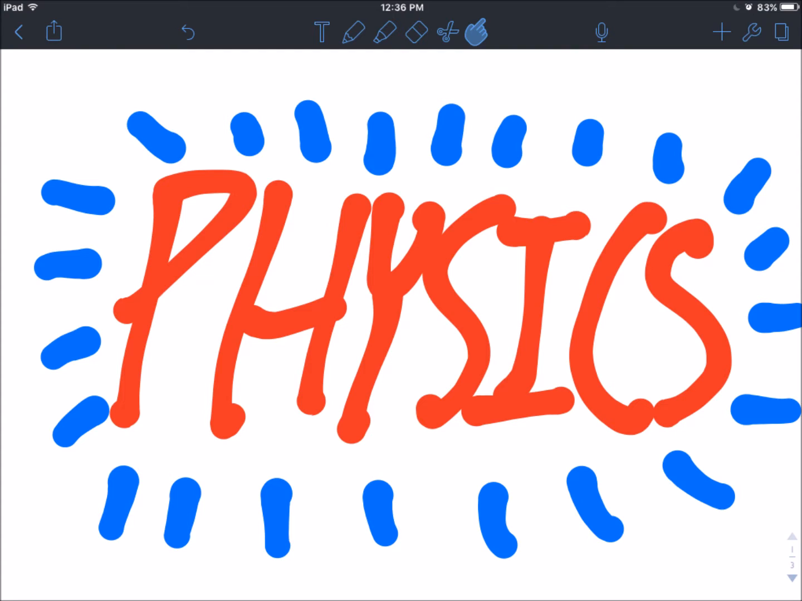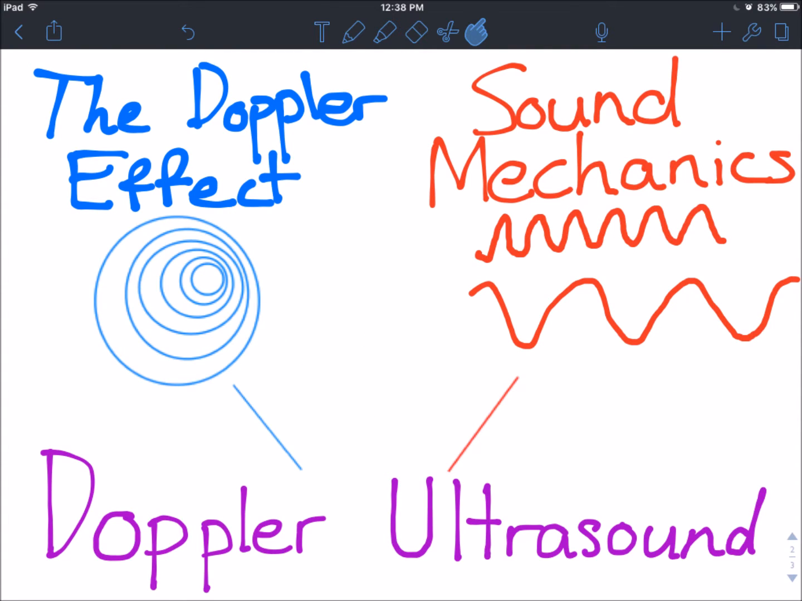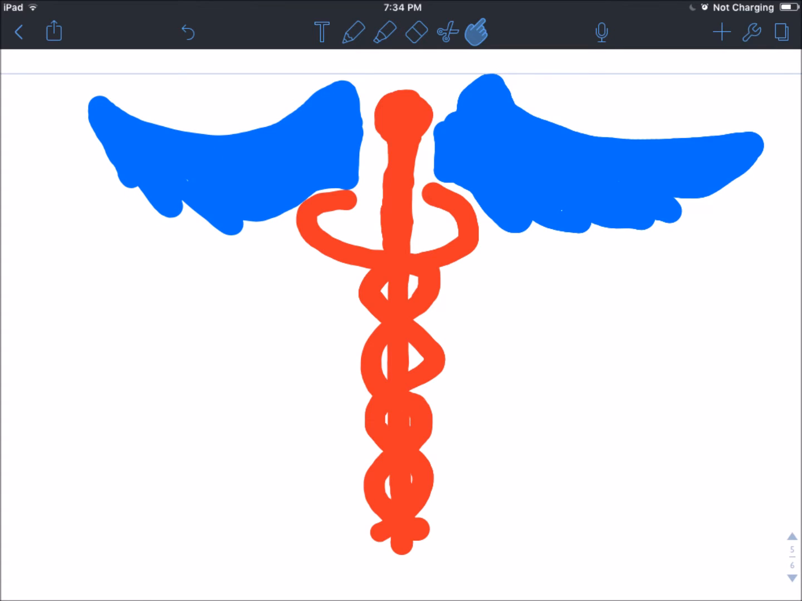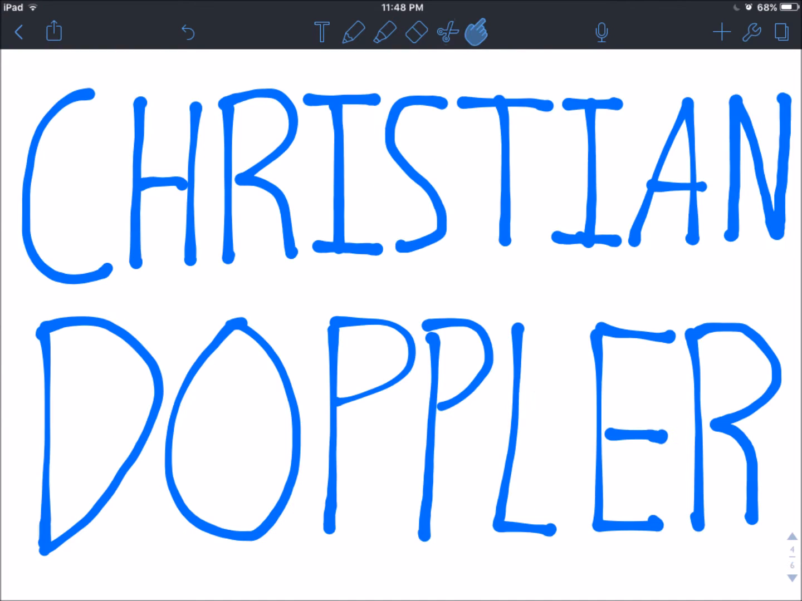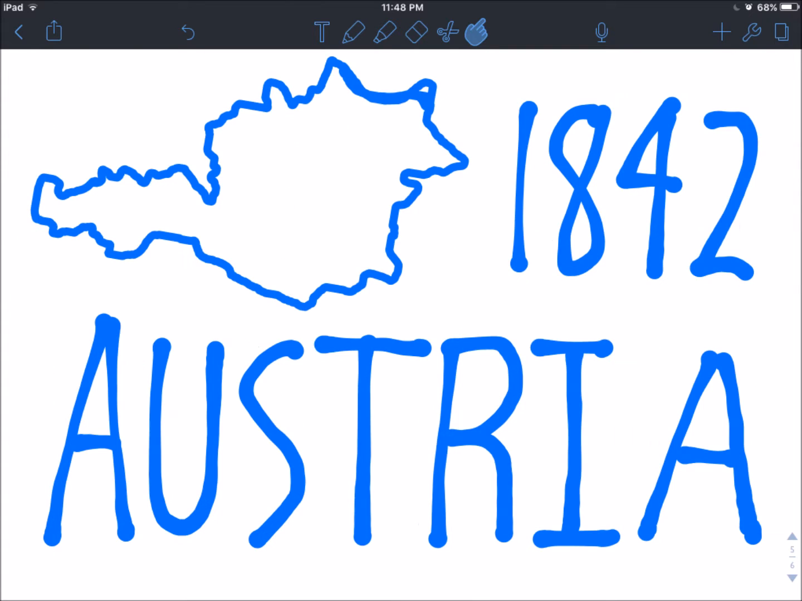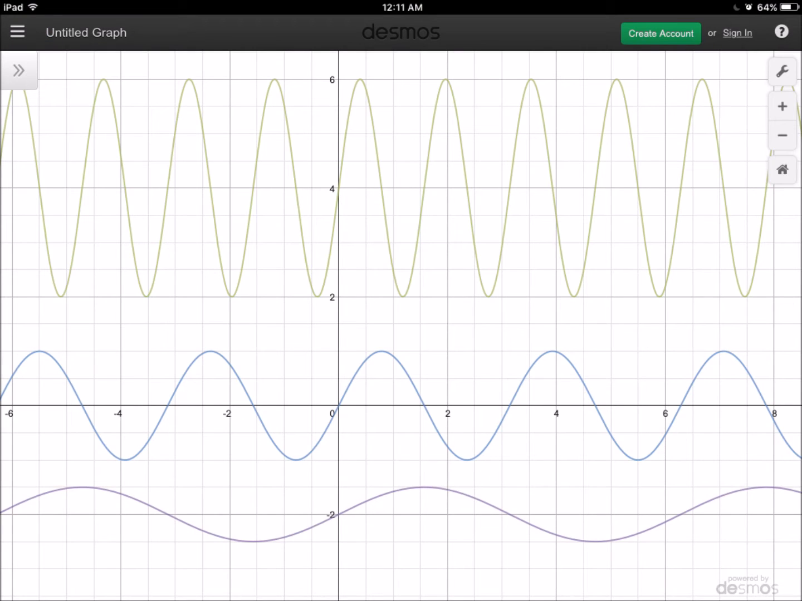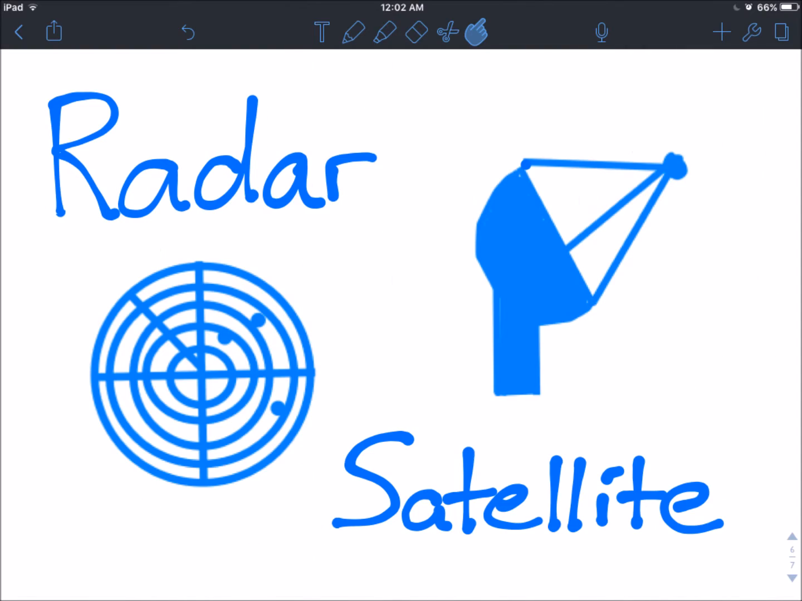The Doppler effect, a physics concept concerning the observation of a change in wave frequency from a moving object, is utilized in medical ultrasound imaging. It enables doctors to non-invasively diagnose certain problems anywhere in the body, especially with the heart or a fetus. The Doppler effect was first proposed by Christian Doppler, an Austrian physicist, in 1842. Because it is a physics principle concerning waves of all kinds, it can be applied to many other fields, such as biomechanics and astronomy, and in devices like radars and satellites.